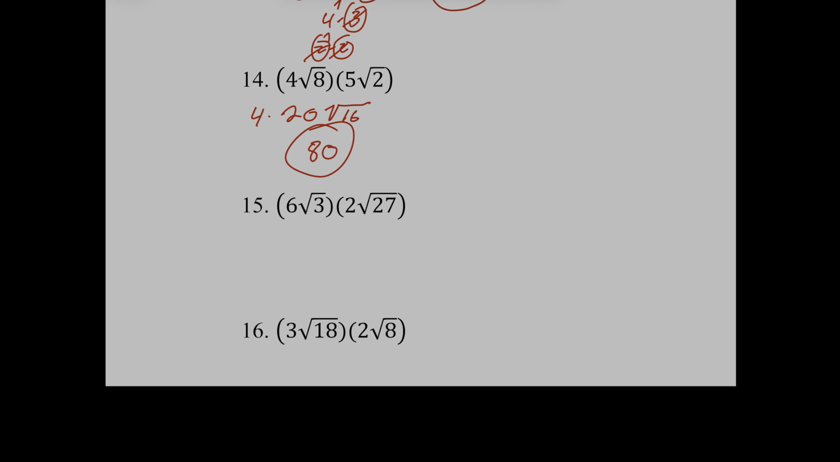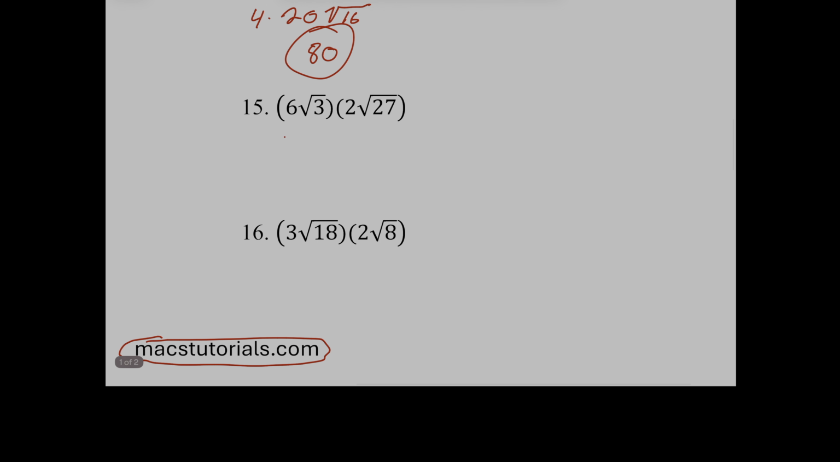Okay? Number 15, I'm going to multiply my outies to get 12. And my innies, I am going to multiply it together. Now, you don't have to. You could break down to 27 if you like. Okay, but I can know that 3 times 27 is 81, and my brain knows that the square root of 81 is 9. So it's really just going to be 12 times 9 when it's all said and done, which is 108. Okay?